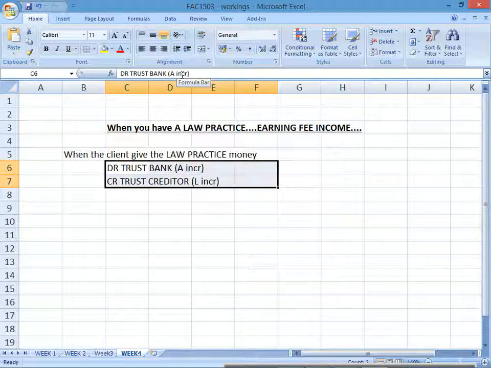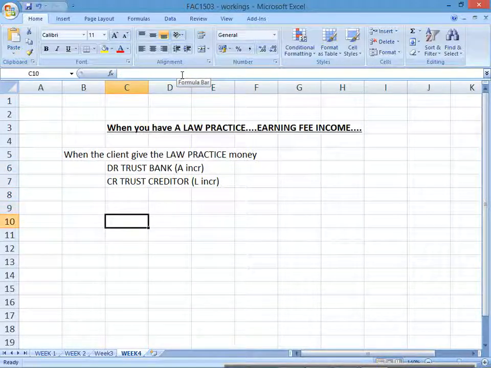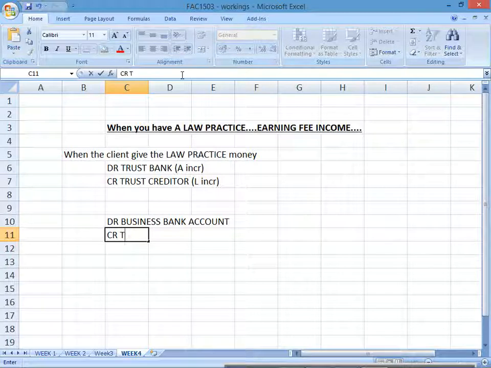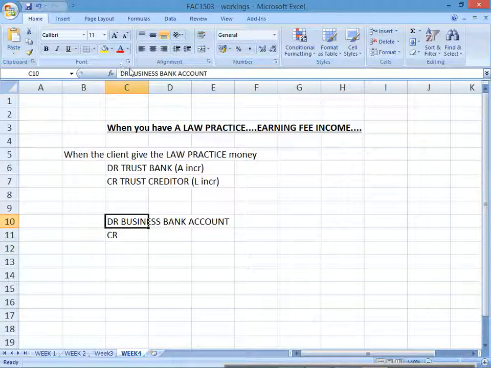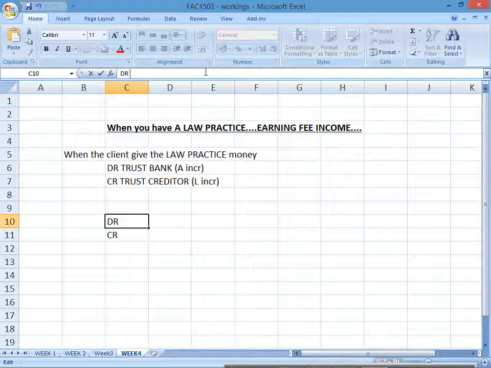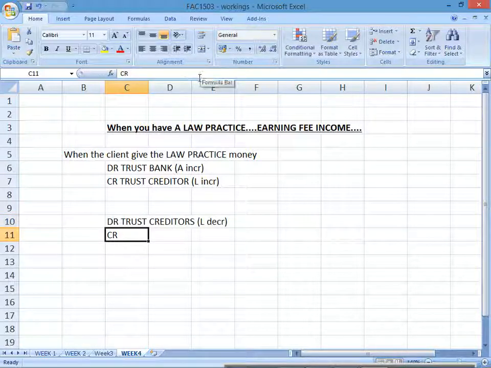Right, if the client is required to pay you a fee, what you could do is you could debit what? The business's bank account, okay, and credit the, debit the trust, sorry, yeah, because it's fee income. The trust creditor, liability decrease, and credit the fees. Fee earned. Brackets. Fees is income, increase. Okay, that you could do.